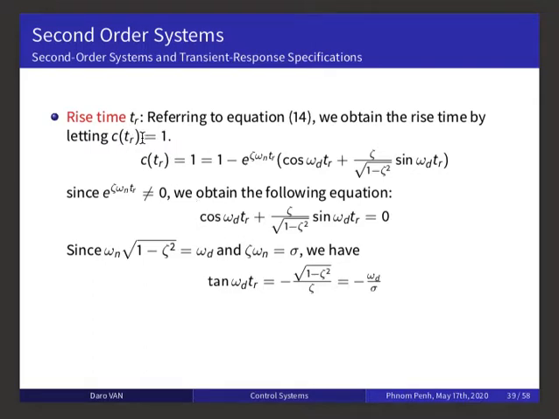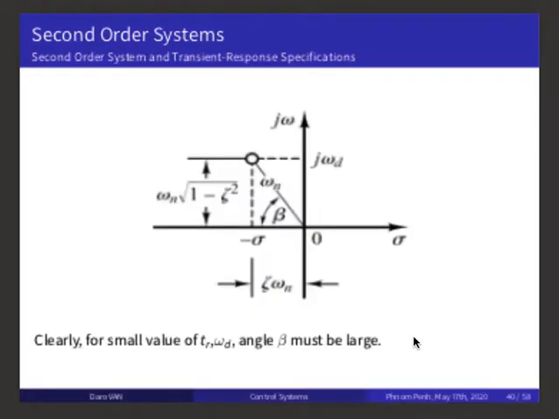So if you let this C(tr) equal 1 and then equate with equation 14, and since this term is not 0, we obtain the following equation. We just do the math. And we know that this equals this, and this one equals this one. So you finally obtain tan(omega_d t) equals minus omega_d over sigma. And thus the rise time t is 1 over omega_d times arctan of omega_d over minus sigma, which is equivalent to this if you look at this.